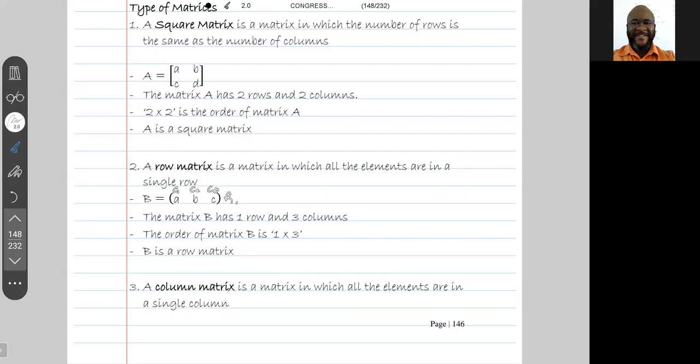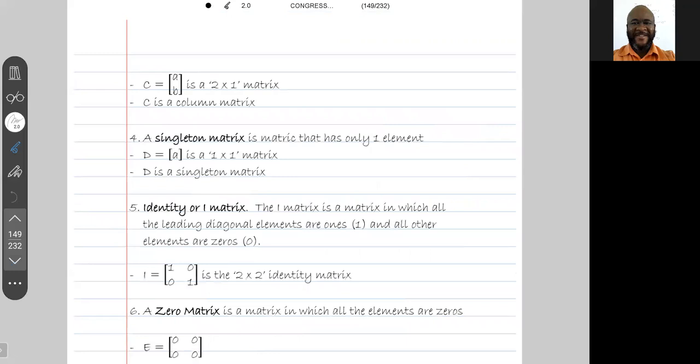Now, a column matrix is a matrix in which all the elements are in a single column. So C is the matrix A, B. This has 2 rows, row 1, row 2, and it has only 1 column, C1. So the order of matrix C is 2 by 1, 2 rows, 1 column. So the matrix C is a 2 by 1 matrix, and C is a column matrix.